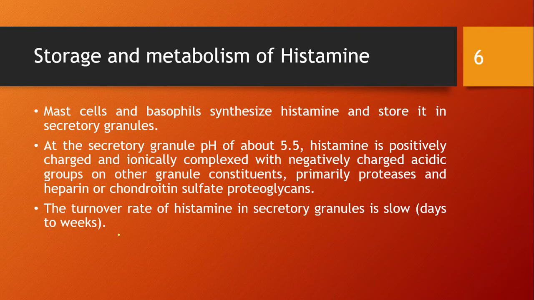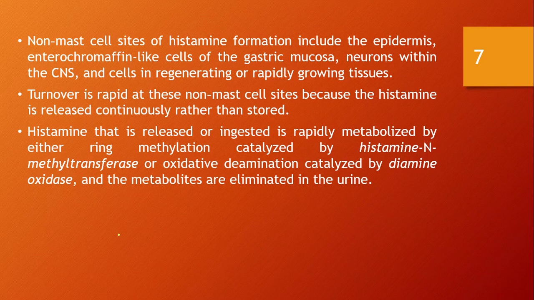Okay, so storage and metabolism. It is stored in mast cells and basophils, and metabolism can happen at a slow rate in this storage site, but non-mast cell storage sites show a higher turnover rate. There is a particular reason why the turnover rate is rapid in the non-mast cell site. The reason is that the histamine produced over there is released continuously. It is not stored in those particular sites.